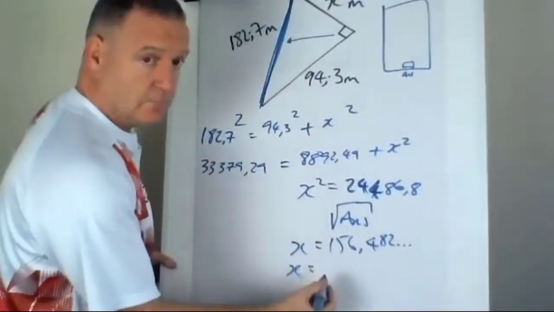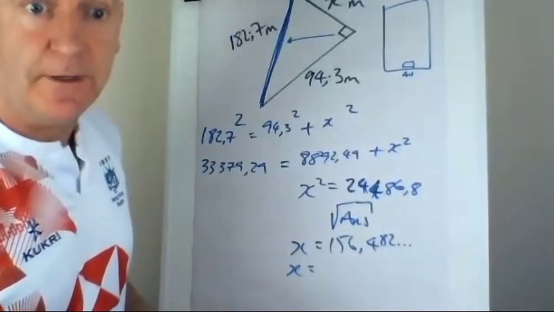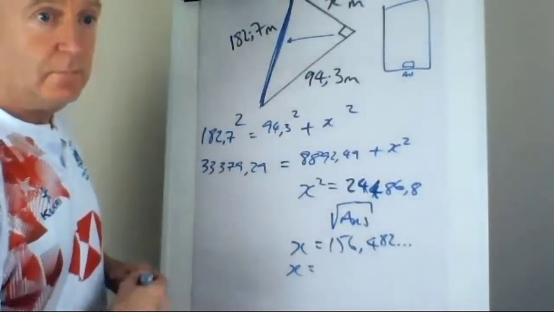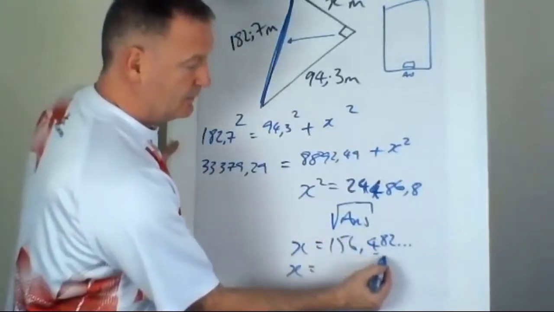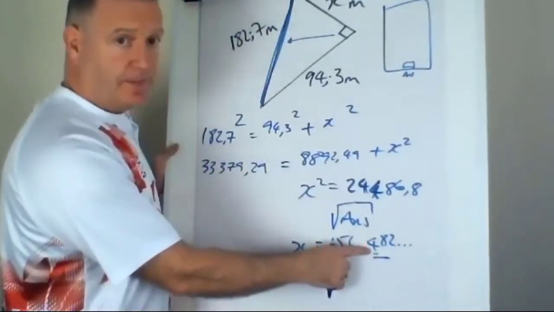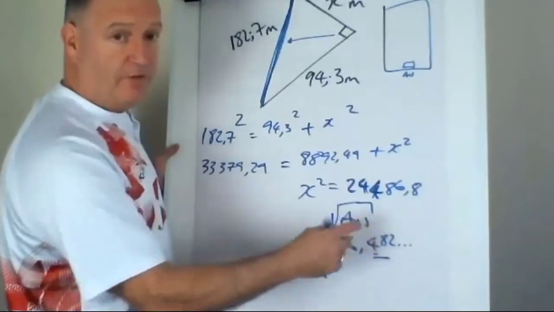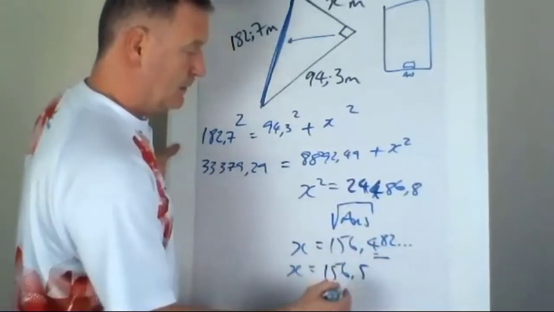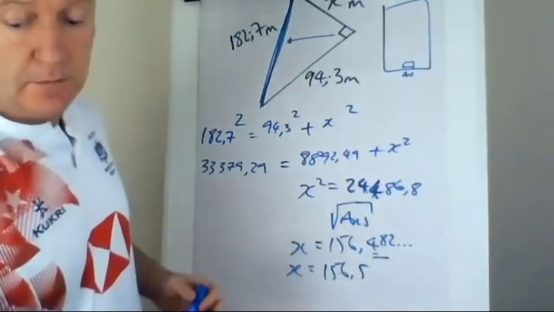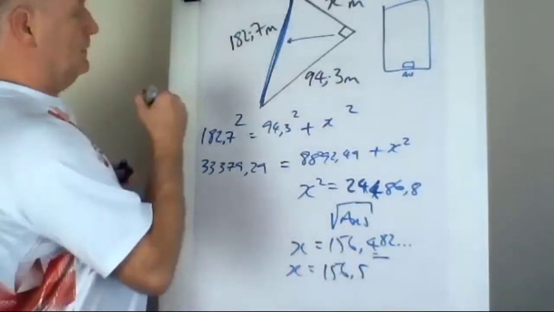Nearly. That's nearly right. Say one decimal place. Nearer to 0.5. Almost. Meters.